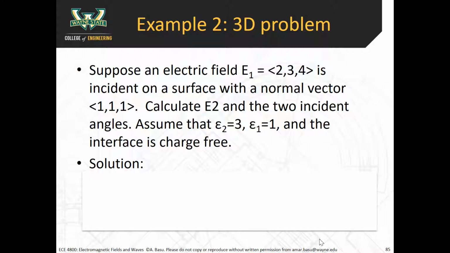We're actually going to calculate the angle of incidence, and we can do that in the next 5 minutes. So let me quickly walk you through the steps of how to do this very general problem. You're going to calculate E2 and the two incident angles. Assume that the dielectric constant here is 3, the dielectric constant at the bottom is 1, and the interface is charge-free. Okay, so let's start here. The first step in the problem is to figure out n hat.